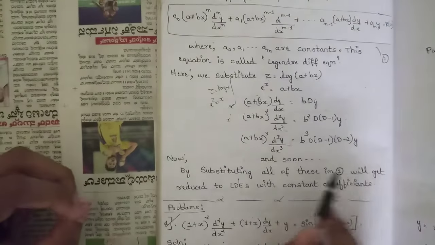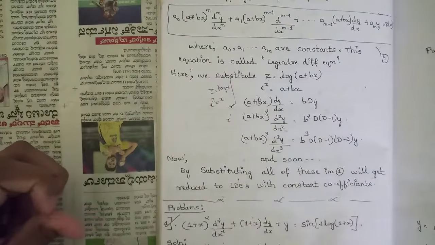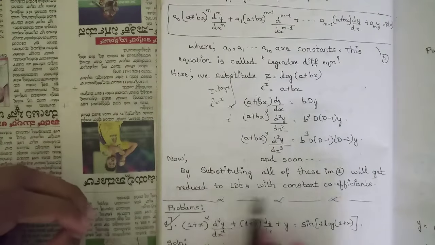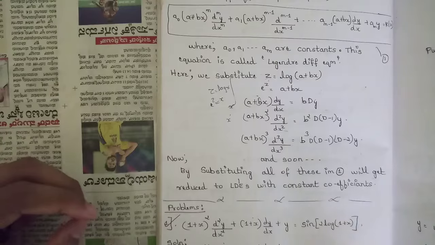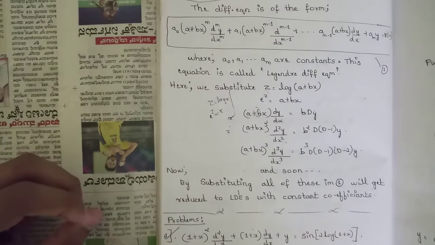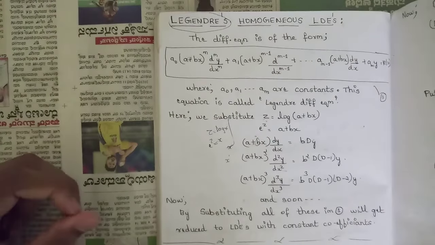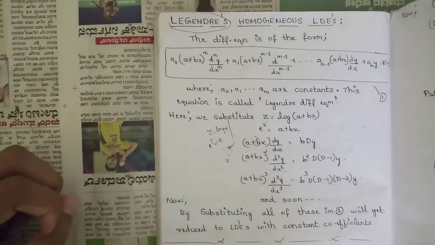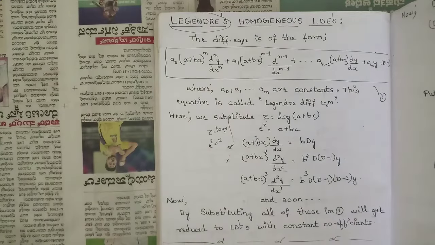By substituting all of these values in the given Legendre's equation, we will be reduced to a linear differential equation with constant coefficients. So this was all about the topic of Legendre's differential equations. Now we will solve a few problems. After that we will be very clear about this topic. So now we will start with the problems.